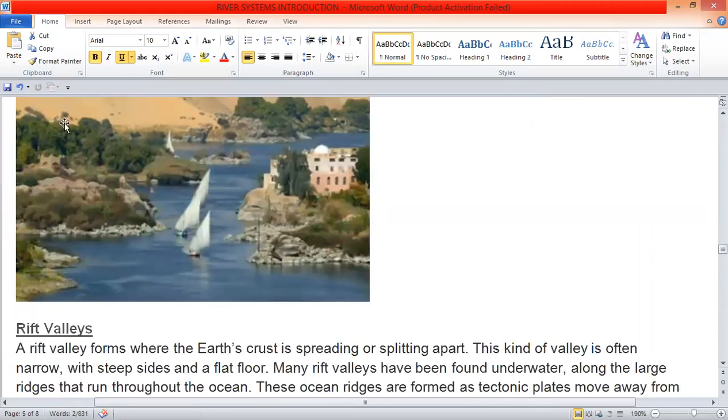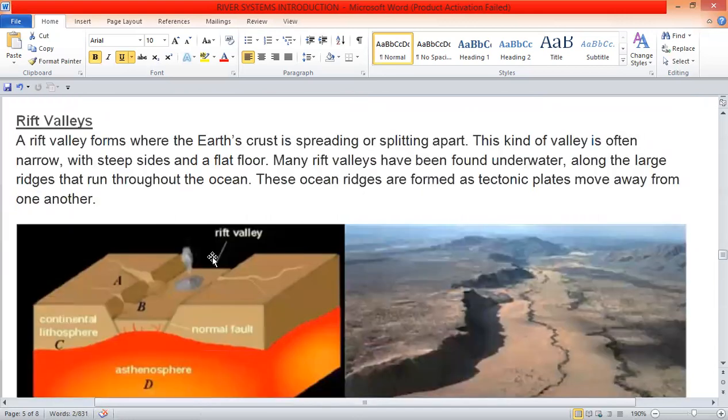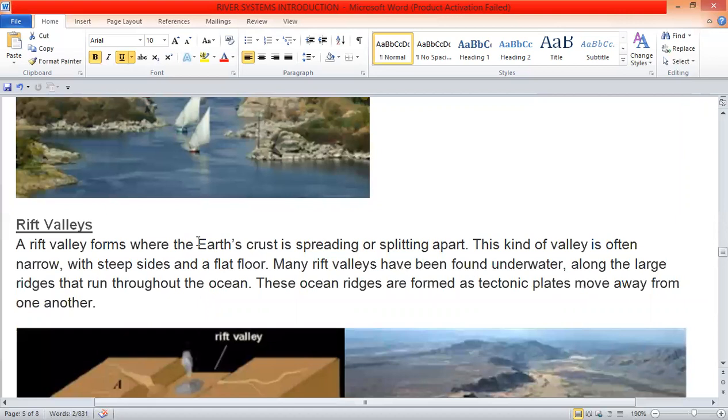Here is a photograph of the River Nile. It has a flat-floored valley. Then there is also a valley which is called a rift. A rift is a valley that forms where the earth's crust is spreading.